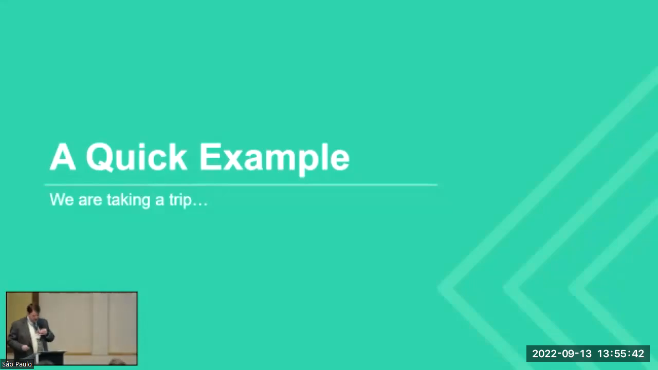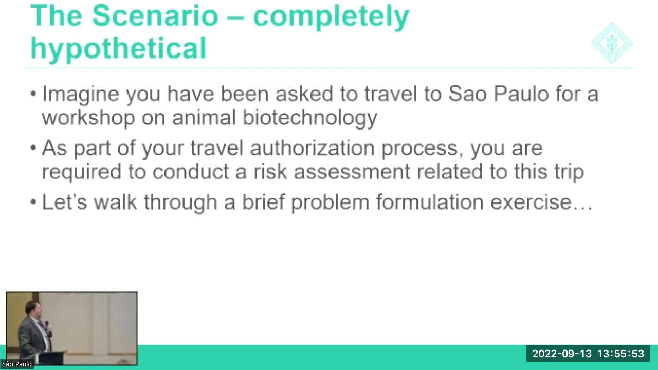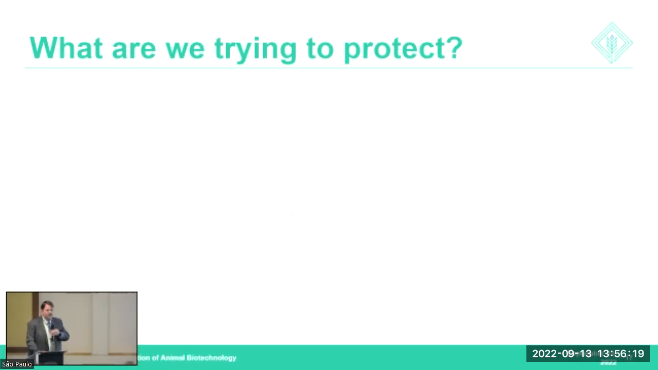So I only have a short amount of time. So I'm going to try and work through these concepts with an example. And I'm just going to pull something random out of the air. Imagine you're taking a trip. So imagine you've been asked to travel to São Paulo, which I just pulled at random, for a workshop on animal biotechnology. So again, random. As part of your authorization process, your boss asks you, give me a risk assessment of what's going to happen and maybe some harm that might come to you, so I can decide if it's a good idea for you to go or not. So we can walk through these series of questions just to illustrate some of the ideas behind how this process works.